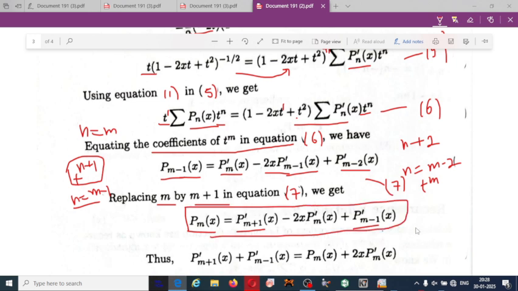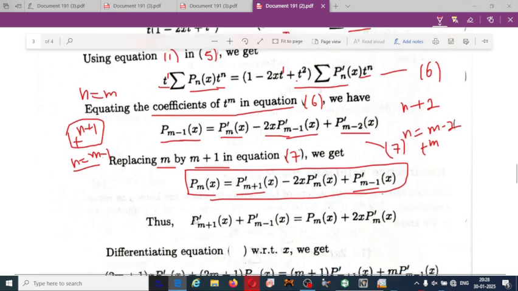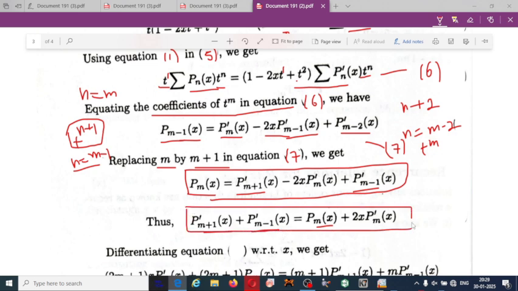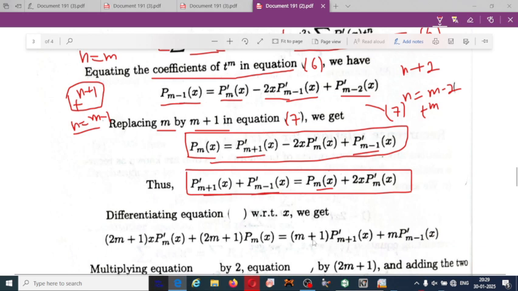You can take it as an equation, or else just write it as it is. Here just interchange the terms. On the LHS side you can write p prime m plus 1 minus p prime m minus 1 on one side, and the RHS side is equal to Pm of x, 2x p prime m of x. So this is the required recurrence relation, the fourth recurrence relation. Take it as equation 8.